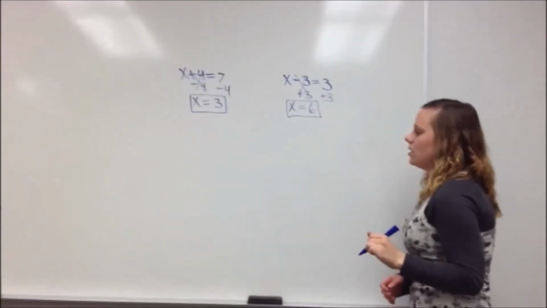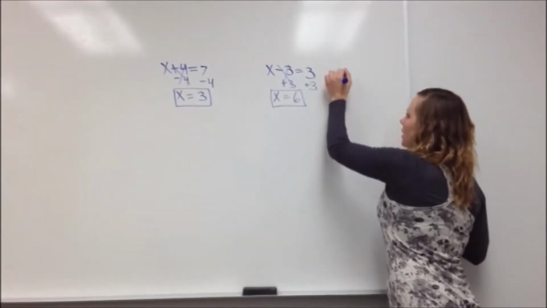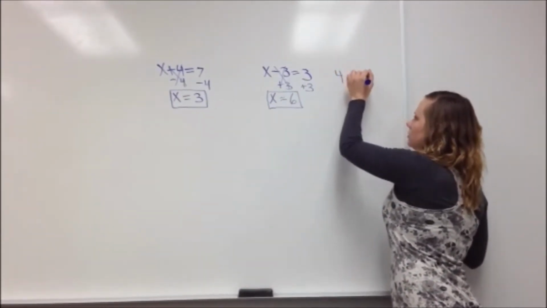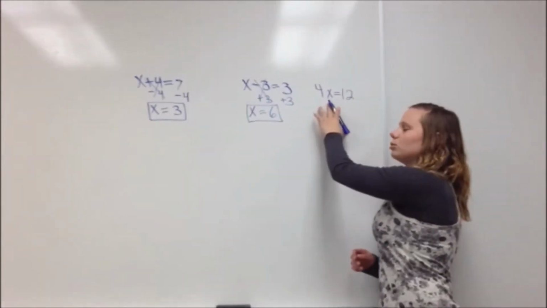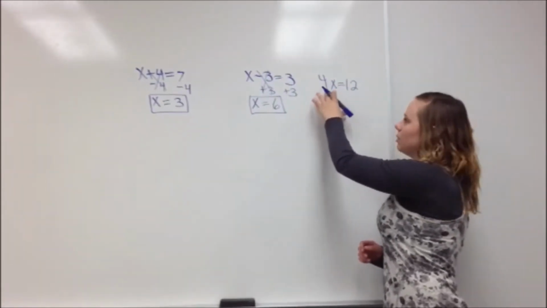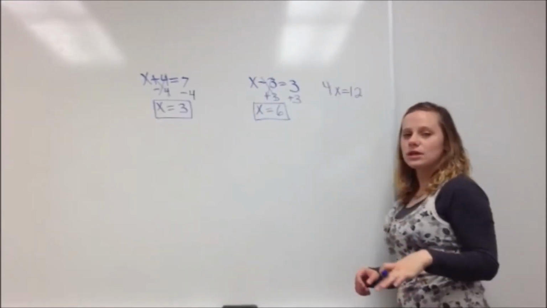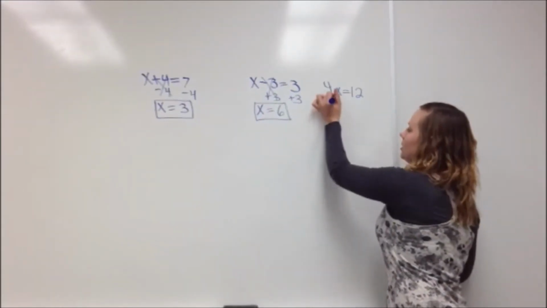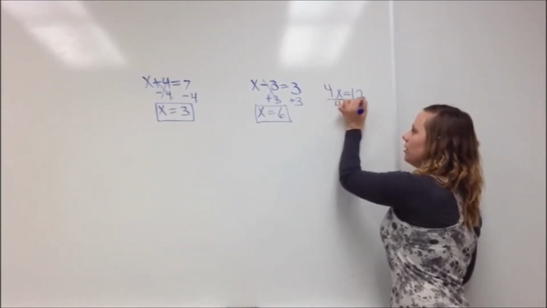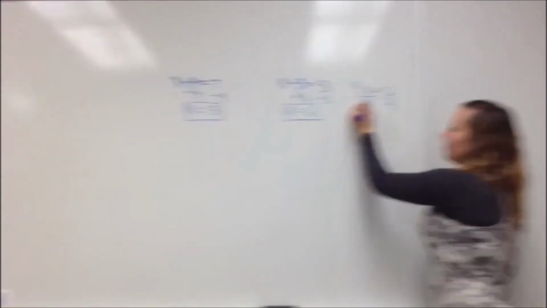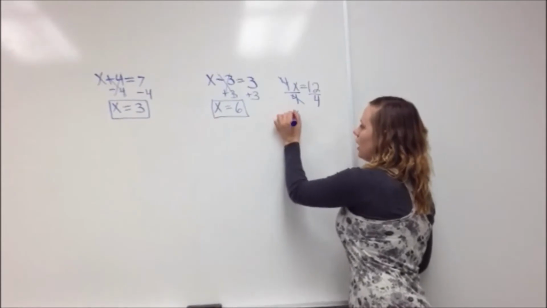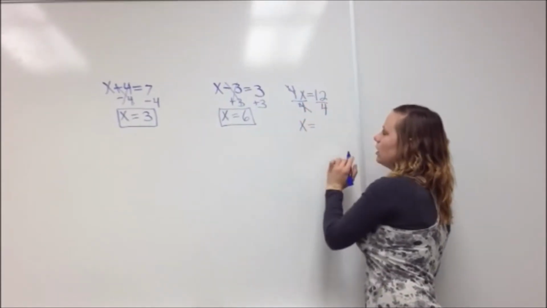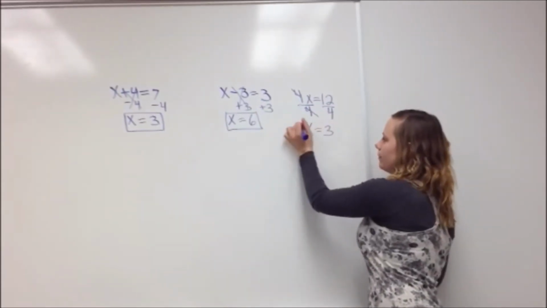Okay, now let's do 4x equals 12. Since this is multiplication, we need to undo our multiplication, so we're going to divide by 4. But whatever we do to one side, we have to do to the other side. So we will divide each side by 4. When we do this, our 4's will cancel right here, and we're left with x equals 12 divided by 4, which is 3.